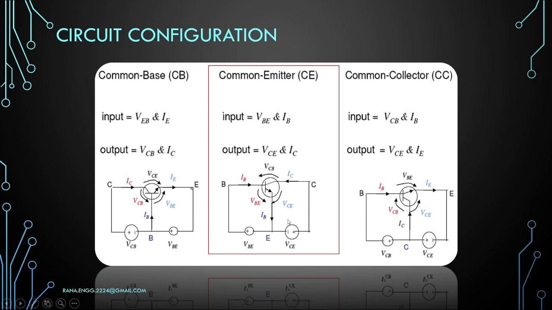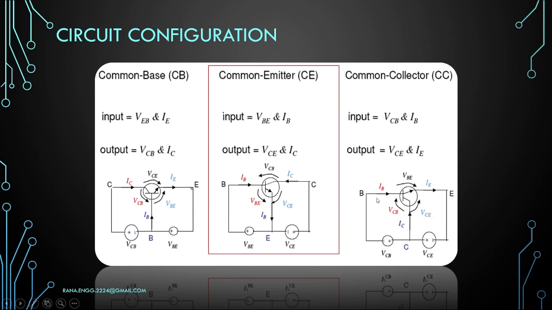Collector is where we take the output. One terminal is common, so the other two act as input and output. Base is input, collector is output. So VCE is the output voltage and IC is the output current. If we talk about common base, VEB is the input and VCB is the output, right? Here we give forward bias, here we give reverse bias. In common collector, the input is VCB and the output is VCE.